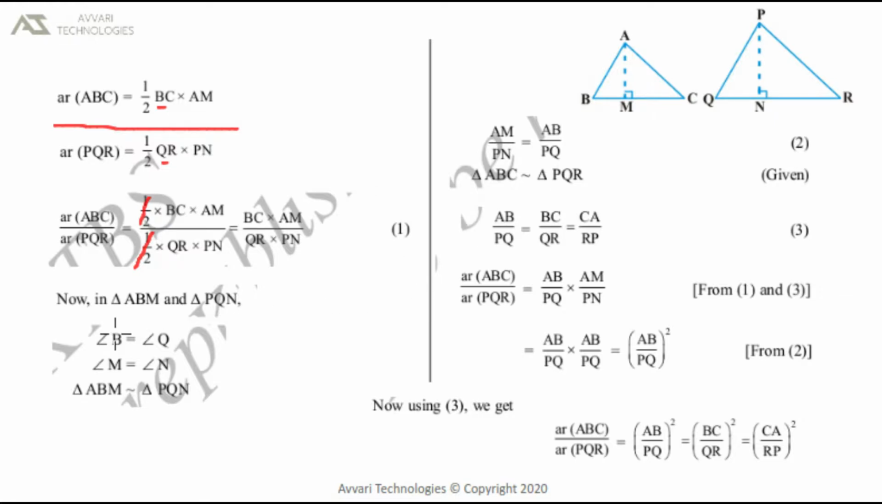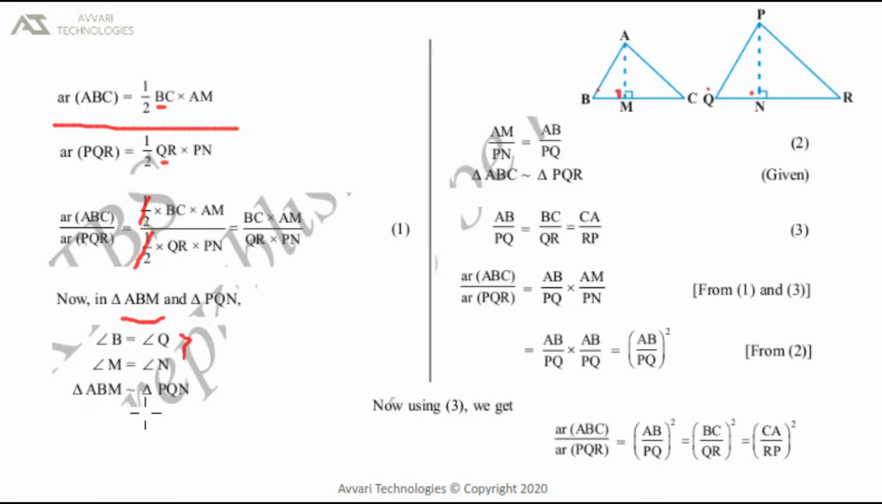Now in triangle ABM and triangle PQN, we have angle B is equal to angle Q. Since they are similar, the corresponding angles are equal. Angle M is equal to angle N. So we can say that triangle ABM and triangle PQN are similar since they share angles at two vertices. So triangle ABM is similar to triangle PQN.